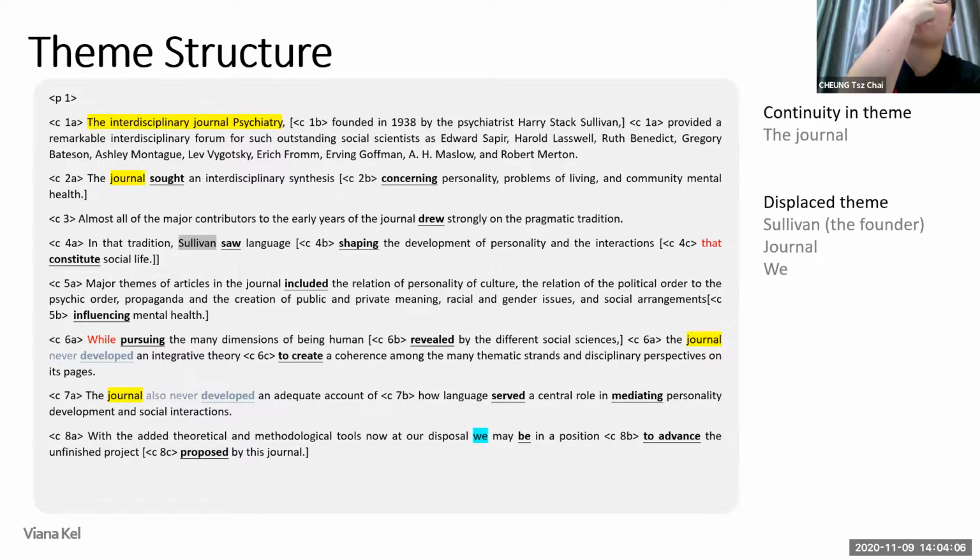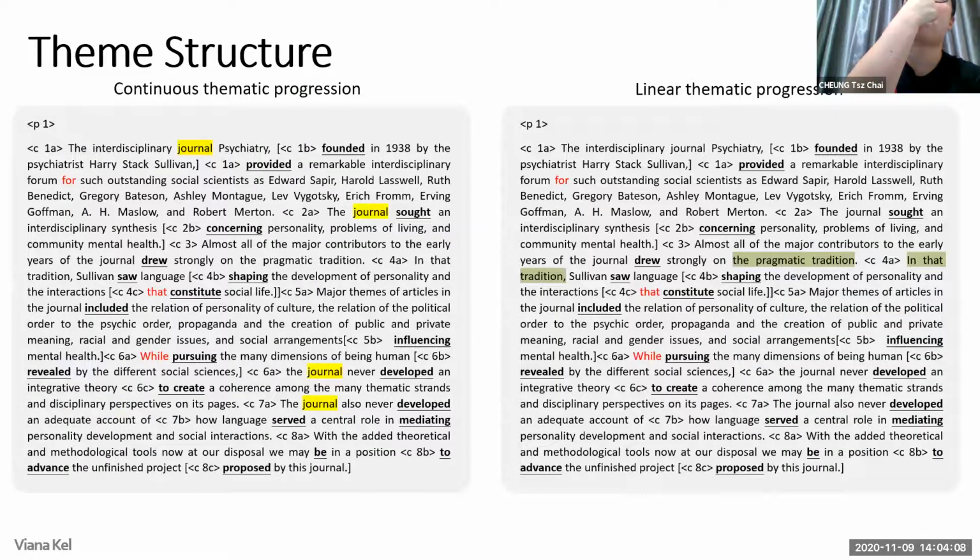Therefore, these marked themes and displaced themes in the text increase the coherence of the text, contributing to the architecture of the text. On the left-hand side, continuous thematic progression is observed with the theme journal, which occurred repeatedly in half of the text. This continuity in the choice of theme gives continuity to the text and contributes to the coherence of the text. On the right-hand side, linear thematic progression, in which the focus of clause 3 is the theme of clause 4, is also observed.